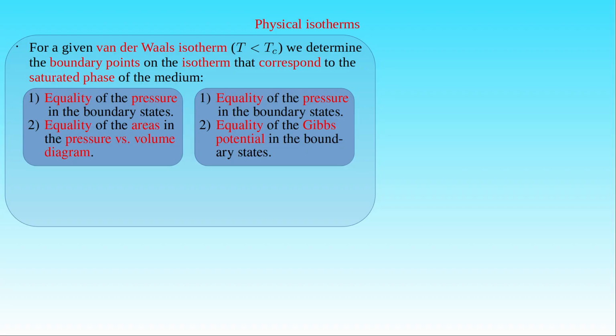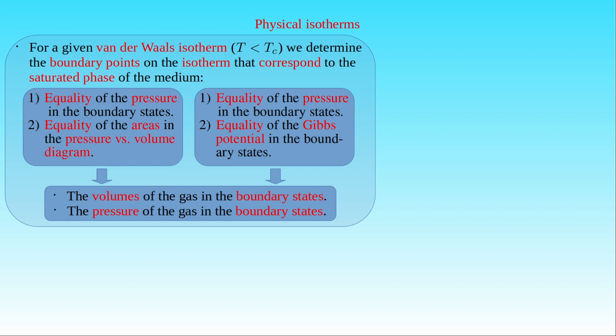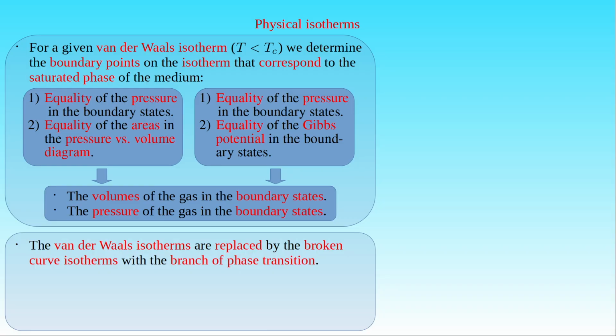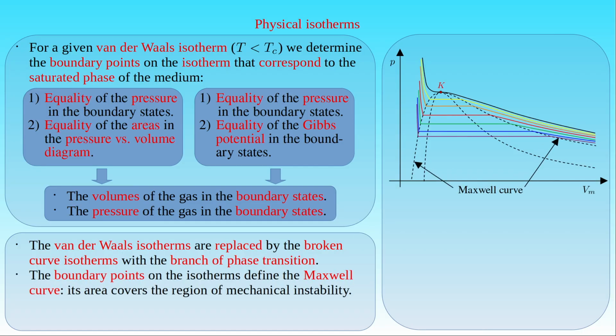Whether we follow the first or the second approach, the solution of the mathematical equations of the assumptions used in the construction will provide the volume of gas in the boundary points of the isotherm representing the saturated phase of the medium at a given temperature, and the pressure of the medium in the process of its phase transition. As a result of the Maxwell construction, the van der Waals isotherms are replaced by broken curve isotherms with isobaric paths along which the phase transition of the medium takes place, and we obtain a family of isotherms for temperatures less than the critical temperature of the medium in its pressure versus molar volume diagram. The boundary points of the phase transition define a curve known as Maxwell curve.